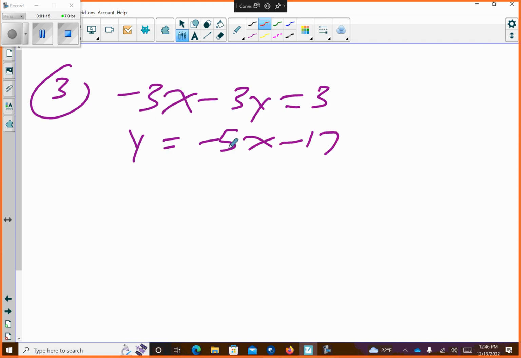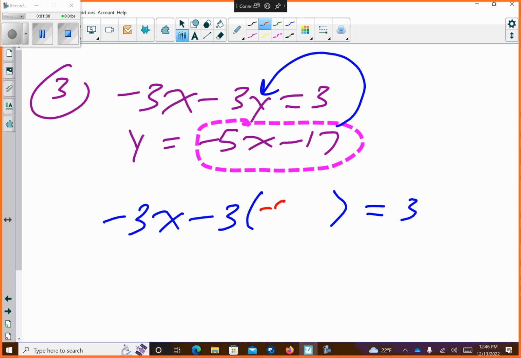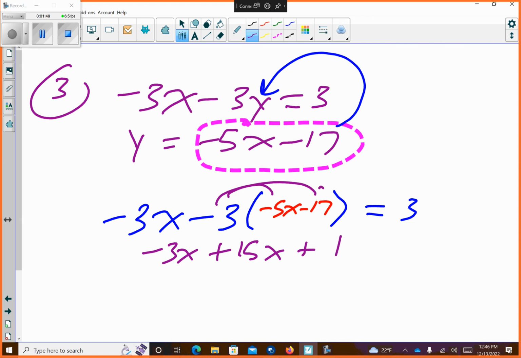Problem number 2. This one is also set up to do substitution because it's y equals. So I'm going to take this y value, plug it in. So where that parenthesis is, make sure you distribute negative 3 over the parentheses, plus 15x plus 51 equals 3.